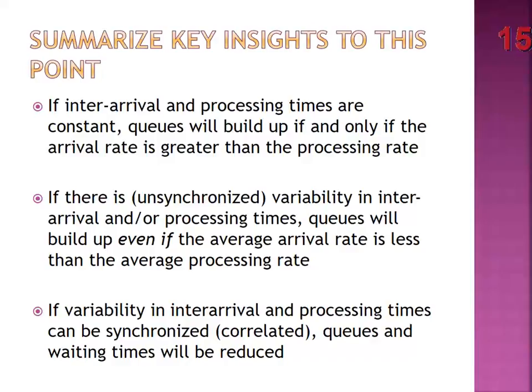So up to this point, what I want you to take away from this section of the chapter is that if inter-arrival times, meaning how long between your customers' arrivals, are constant, queues are only going to build up if your arrival rate is greater than your processing rate, okay? If we have unsynchronized variability in inter-arrival and or processing times, queues are going to build up even if our processing time is less than the average processing rate. Because again, we're dealing with averages rather than specifics, okay? And if variability in inter-arrival and processing times can be synchronized or correlated, queues and waiting times will be reduced, okay?